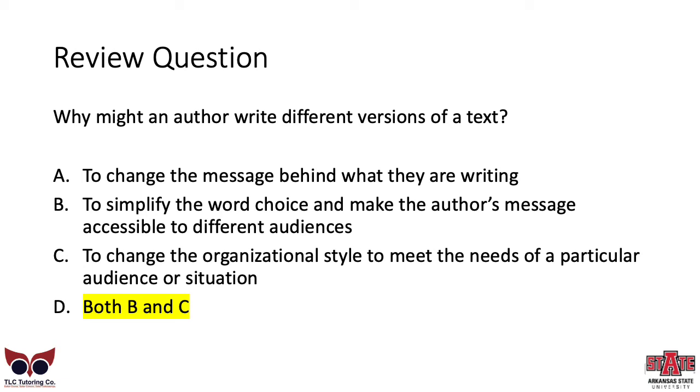Both B and C. An author may write different versions of a text to simplify the word choice and make the author's message accessible to different audiences, and the author may write different versions of a text to change the organizational style to meet the needs of a particular audience or situation. Note, an author will not write different versions of a text to change the message behind the text. The goal is to make the message accessible to the audience.